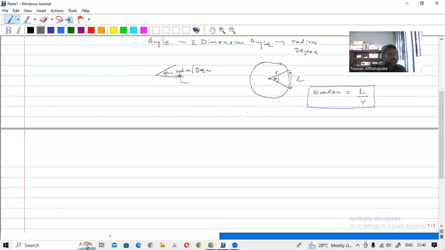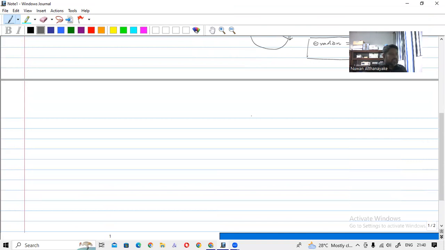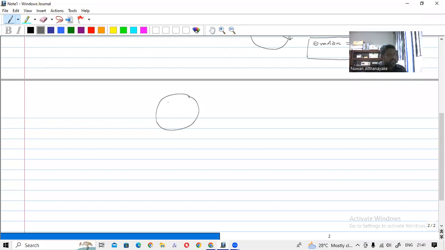So now consider a sphere. You know that a sphere is a three-dimensional object, so I can't draw it here, but it is like this. It is a sphere, a ball.